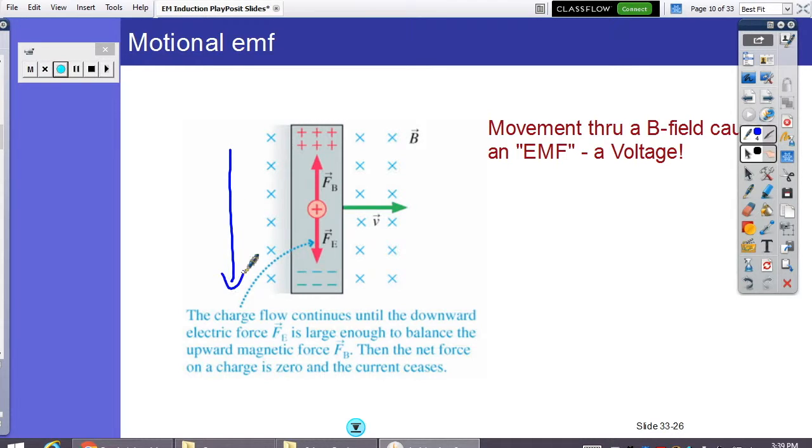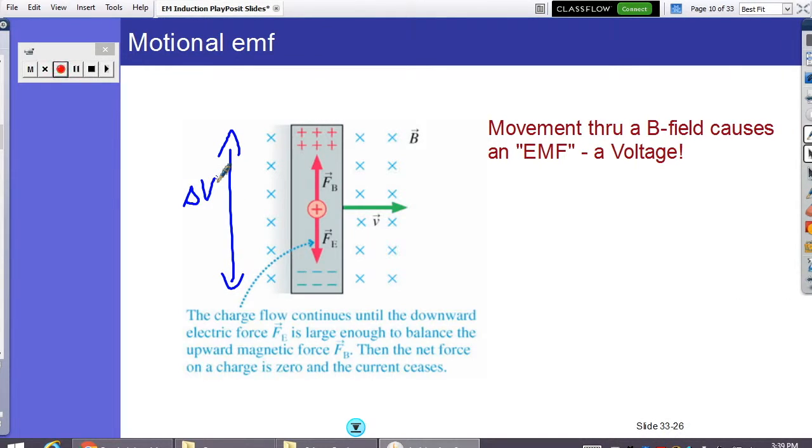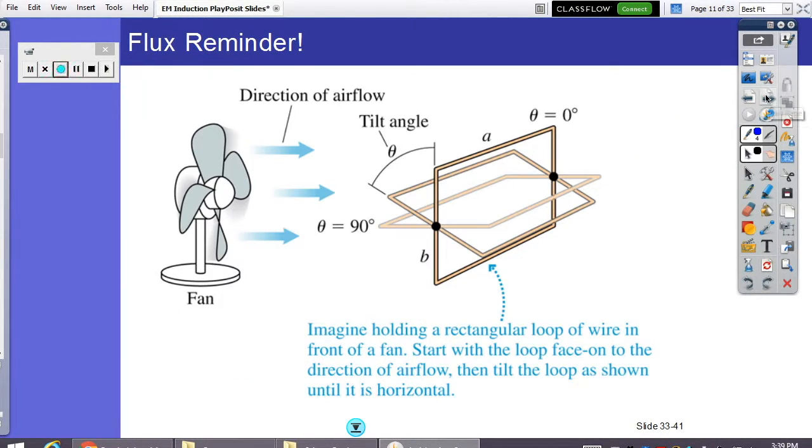And what you get here is a voltage difference across your metal bar. You get this EMF. There's an electromotive force, which is what EMF stands for. You get a voltage that has separated these charges. And if you have a long enough wire, you actually get a current. So movement through a B field causes a voltage.